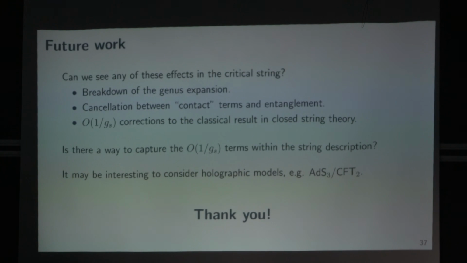So I think there are lots of potential areas of future work. The main thing is, how much of these lessons can we carry forward to something like a critical string? Do we see the breakdown of the genus expansion that you expect when you do the replica trick? Do you see something like this cancellation between some subleading piece of the local term and an entanglement term? This can happen sometimes in field theory, that there's some contact piece as well as an entanglement piece, and for certain field theories they cancel. It would be interesting if one could see that coming about somehow from the string expansion.